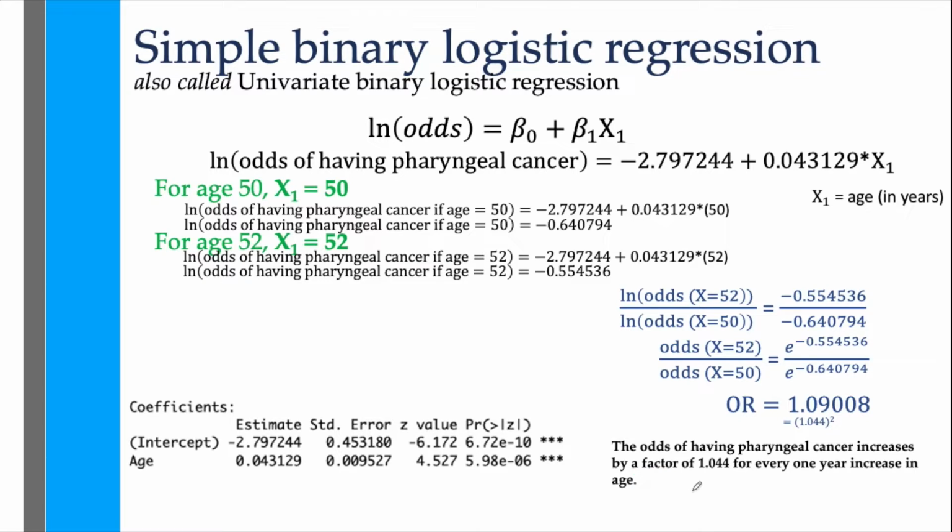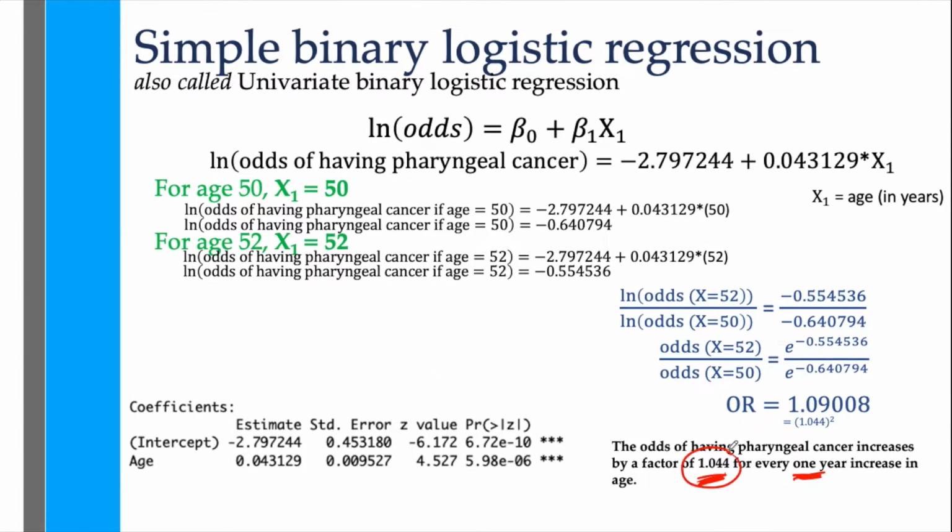Now, this tells us that, for example, if I compare the odds of having pharyngeal cancer when age is 65 and when age is 60, what I'm going to do is just 1.044 raised to 5, since the difference here is 5. So that is what we mean by a factor of. Again, a 1 year increase means 1.044 raised to 1 increase. A 2-year increase means 1.044 squared increase in the odds. And a 5-year increase means 1.044 raised to 5 increase in the odds.